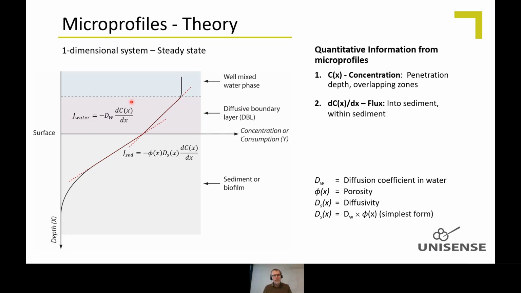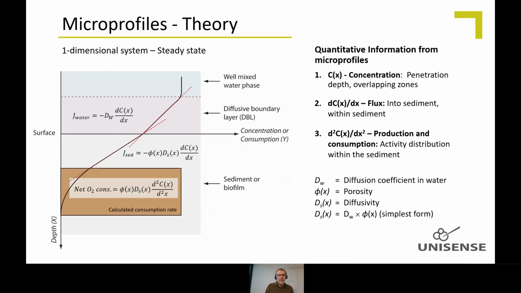You can calculate the flux of oxygen into the sediment in the diffusive boundary layer by multiplying the slope of the linear part of the profile with the diffusion coefficient of oxygen in pure water. Then you'll get the flux of oxygen into the sediment at this exact point where the profile was measured. You can also analyze the curvature of the profile down here, and then you can get the consumption rate of oxygen.